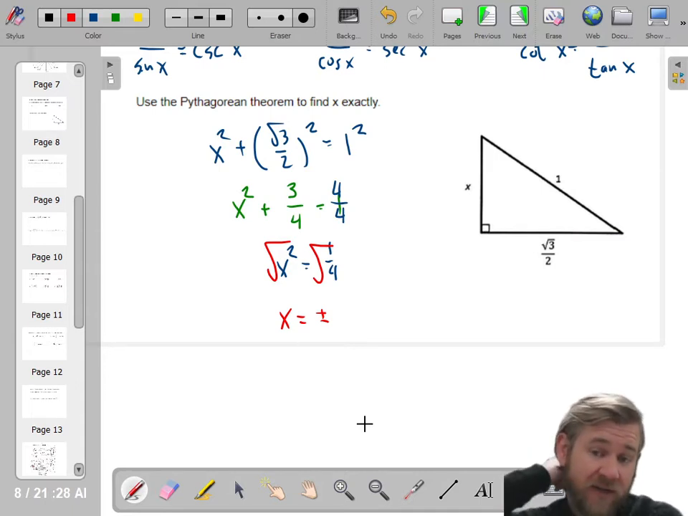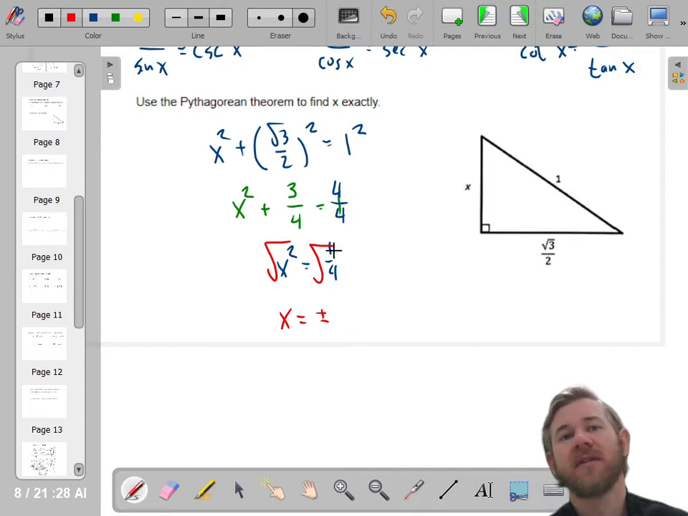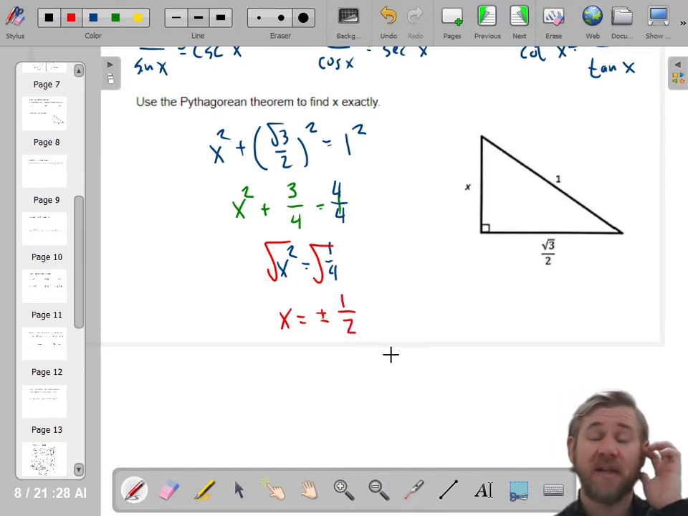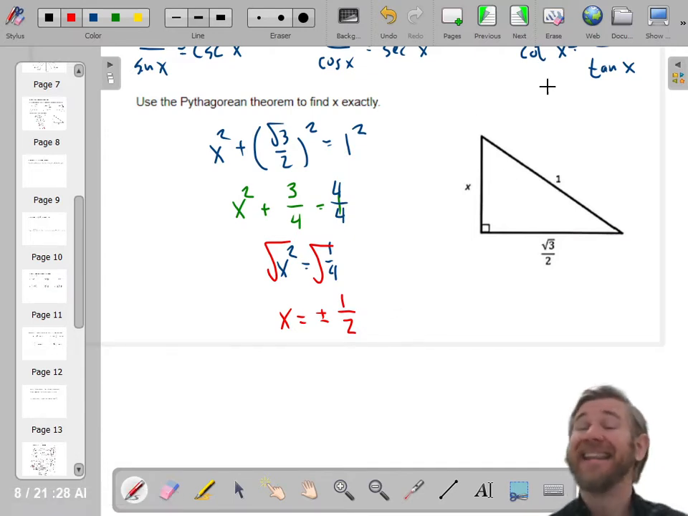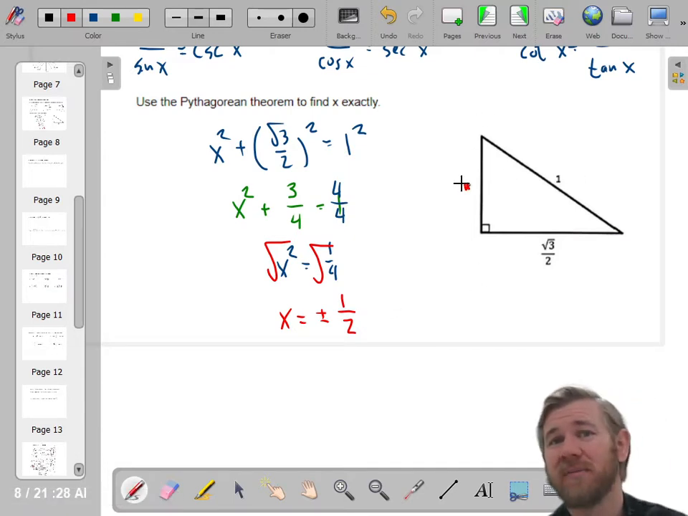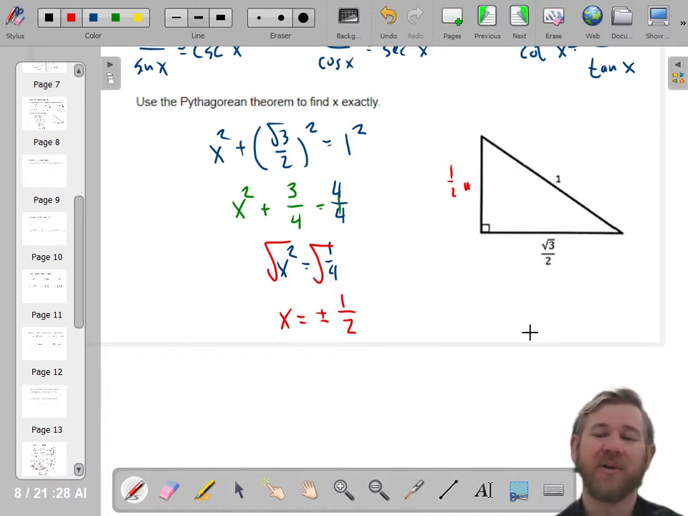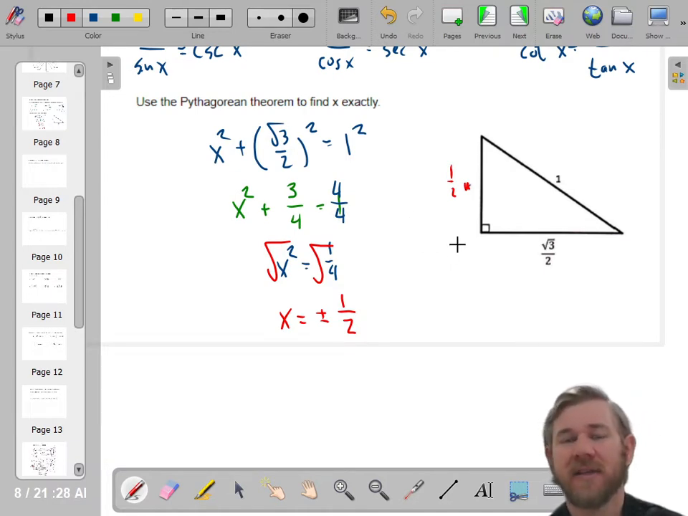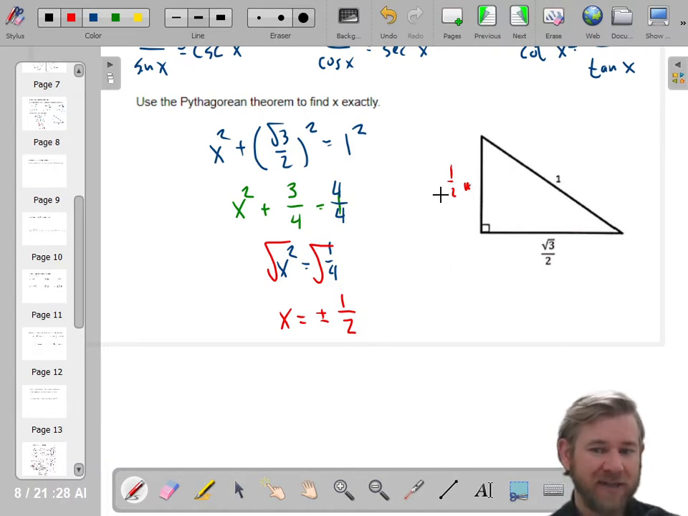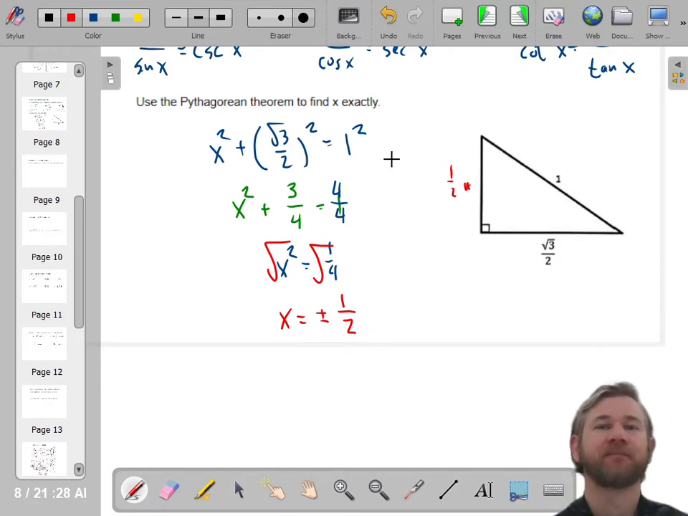Now, when you square root a fraction, same thing. The square root of the top, square root of 1 is 1, and the square root of 4 is 2. So x is plus or minus 1/2. Now, in this context, I'd say it's probably positive 1/2. I didn't tell you that we're in a quadrant or anything, so it probably makes the most sense to say it's positive. But you're going to see what I mean here in a second when you're going to know that the answer is positive or negative.